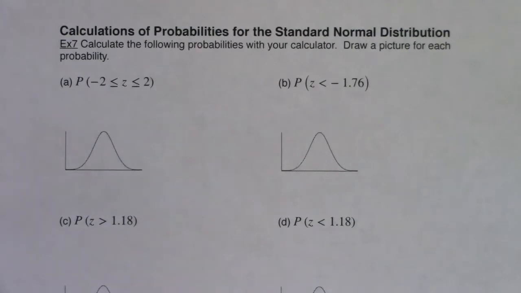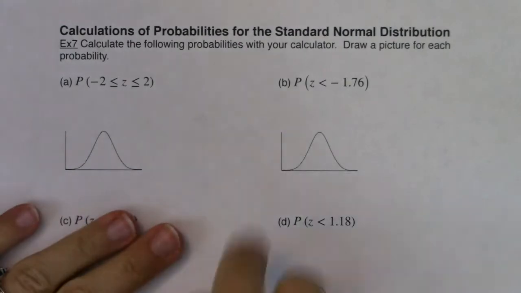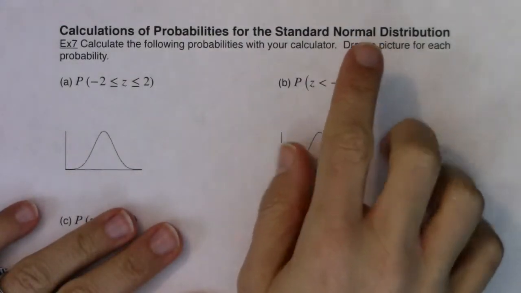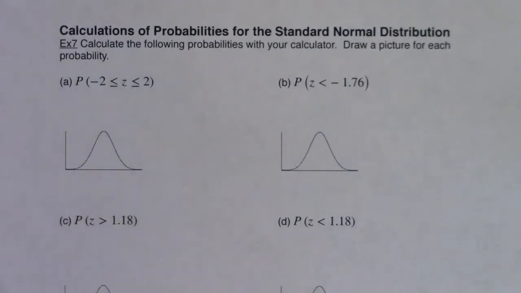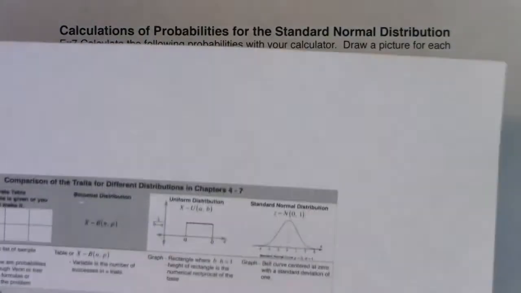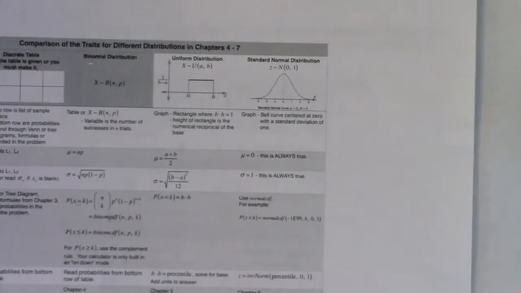Okay, gang, let's take a look at calculating probabilities for the standard normal distribution. When I say standard normal distribution, you hear normal distribution, you think bell curve, but when I say standard normal, I want you to think bell curve with z-scores. So we had talked about the standard normal curve, but let's just reiterate it.